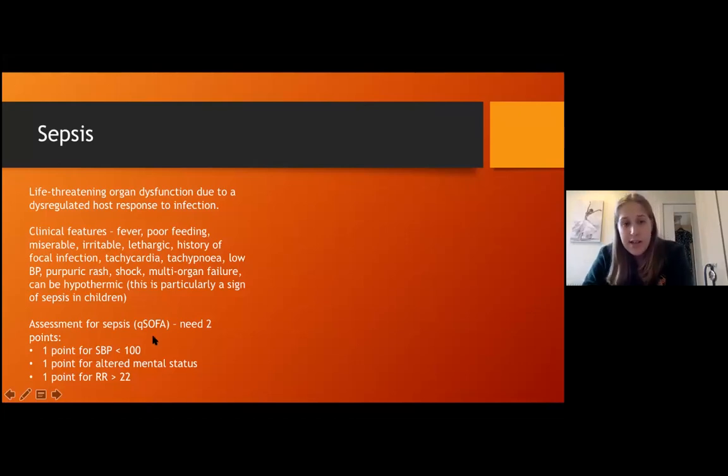So then you just assess for sepsis like you would in an adult. So the Q-SOFA, you need 2 points out of these 3. So if they have any 2 of these 3, you're thinking sepsis. So if their systolic blood pressure is less than 100, if they have an altered mental status, or if their respiratory rate is over 60 in a child, sorry, so over 22 would be an adult. I'll change that on the slides.